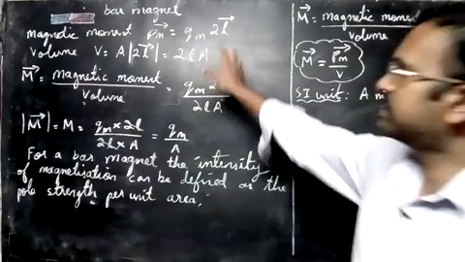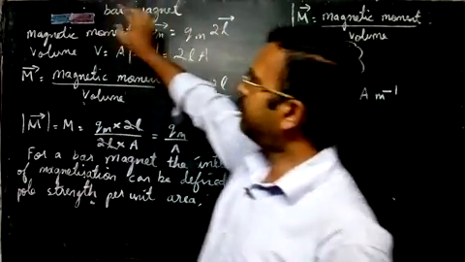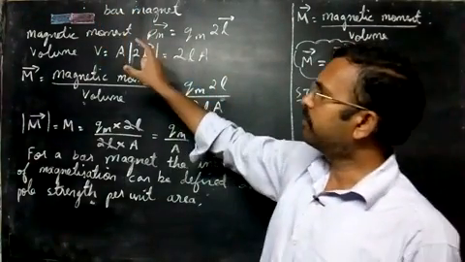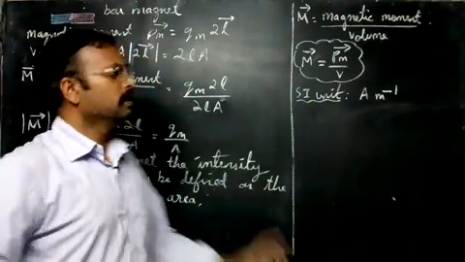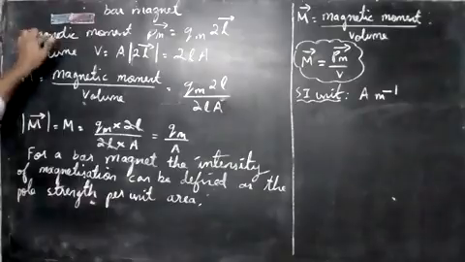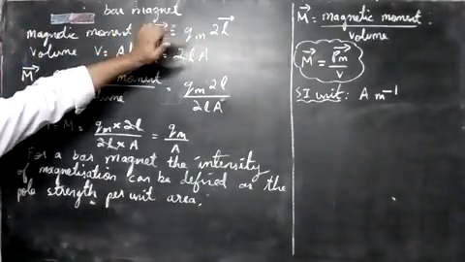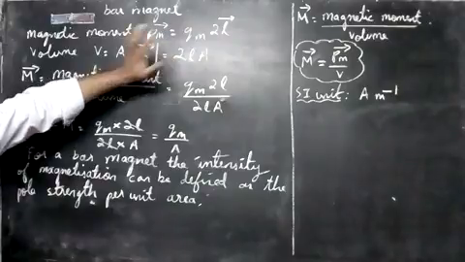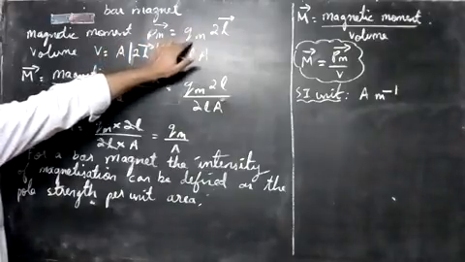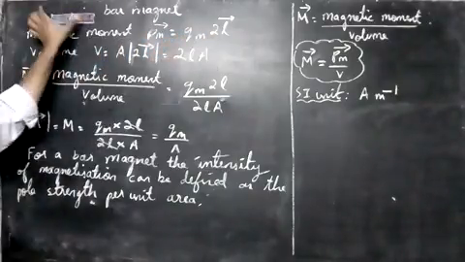Let us continue on the right side. So let's take a bar magnet. For a bar magnet, the magnetic moment, Pm vector, is equal to Qm into 2L. This we know, the dipole moment. This is the magnetic pole strength into the length. This total length is 2L.